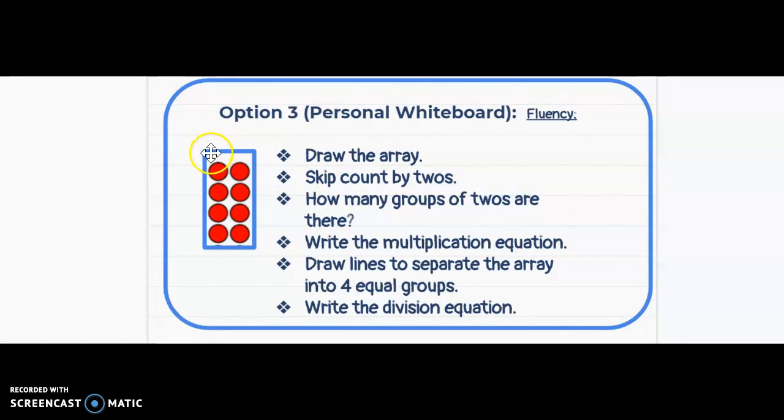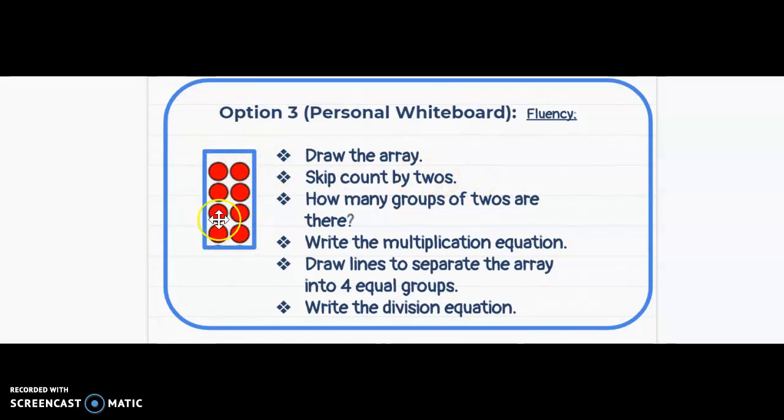Okay, take a look at the array. Go ahead and copy this array on your personal whiteboard. Okay, now show us in the camera your completed array. Good job. All right, now skip count by twos to find out how many you have. Once you have an answer, go ahead and type it in the chat and send it. Good job.